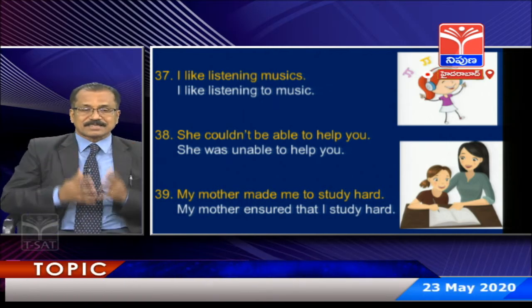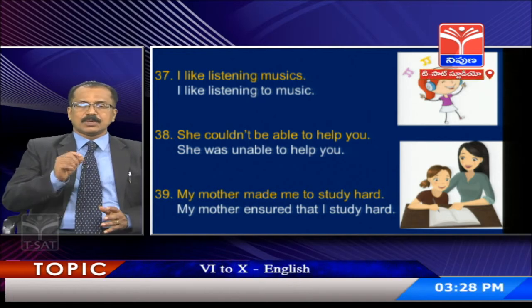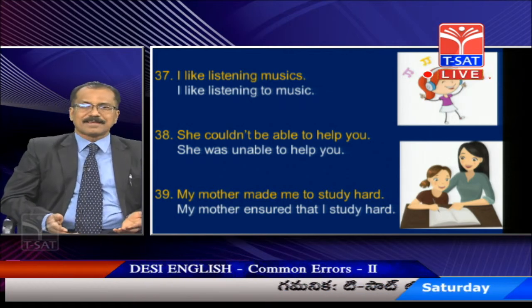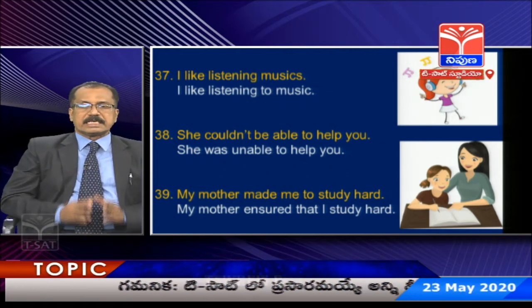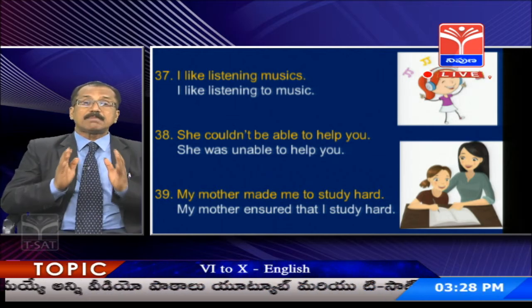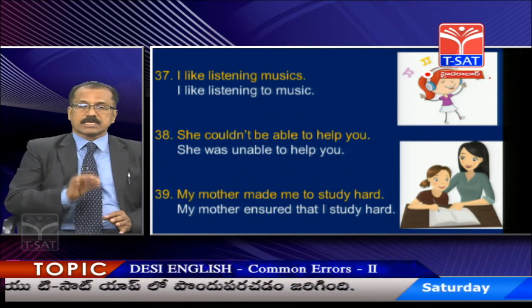The next sentence. "She couldn't be able to help you." What do you want to say? You want to say that she was unable to help you. She was unable to help you. So never say "she couldn't be able to help you." No, she was unable to help you.